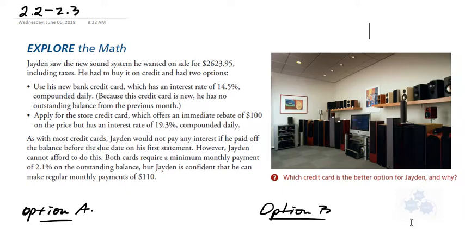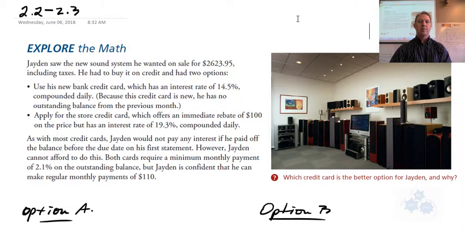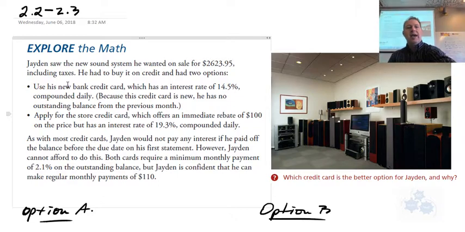All right, so once again in this question, this is a little exploration, and we have two options for Jaden to buy this, right? This is the balance of this new system, $2,623.95. The first option, option A, is the bank credit card that has an interest rate of 14.5% compounded daily. That's straight off. He's going to pay that all off with this credit card.